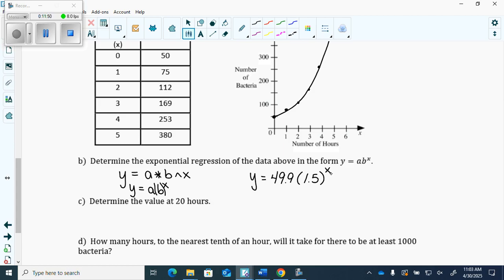Then in order to graph it properly, we have to go to our window and make it fit this data. So my window starts at 0 and it goes to about 5. I always at least double it. So I'm going to go to 10. 0 to 10 for my x's. My y's, I'm going to start at 0 because bacteria. It starts at 50, so it doesn't matter. And then it's going to grow. So it has 380. I'm going to do 1,000 because I like doubling it.